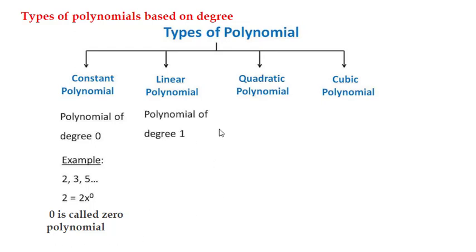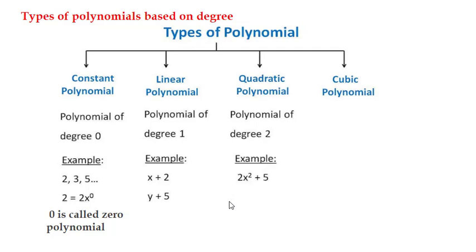Linear polynomial: for a linear polynomial the degree is 1. Examples are x + 2, y + 5 etc. For a quadratic polynomial the degree is 2. Example is 2x^2 + 5. So here you can see that the maximum power is 2. Here you can see the maximum power is 1. Here you can see that we have a constant term. If I want, I can write this constant as 2 into variable power 0. We know that anything power 0 is 1. So x^0 will give me the answer 1, provided x is not equal to 0.